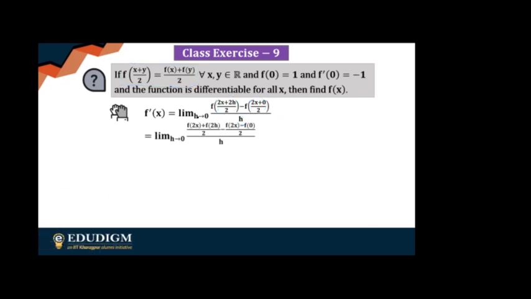I think I'm going to erase the ink so that you can see better. Very simple application: f((x+y)/2) is (f(x)+f(y))/2. Algebraic manipulations. That's it. This is what you have. Simple. This is actually f'(0), because this is nothing but 2h tends to 0. So this is (f(0+2h) - f(0))/2h. So this is what you have.